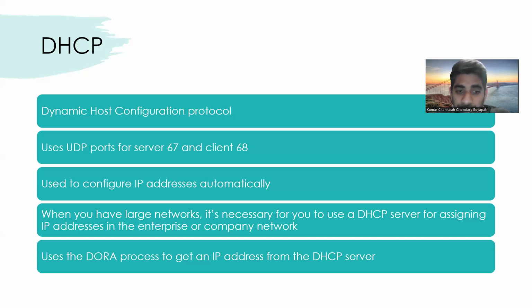So basically you use a DHCP server when you have large networks. It is mandatory to configure a DHCP server in the enterprise network, because you don't want to configure an IP address for every host that you have in the network. It's not an easy task. If you have a DHCP server, it will take care of assigning IP addresses to the clients. It uses the DORA process, as you all know, to get an IP address from the DHCP server. So let's go ahead with the part 1 process.